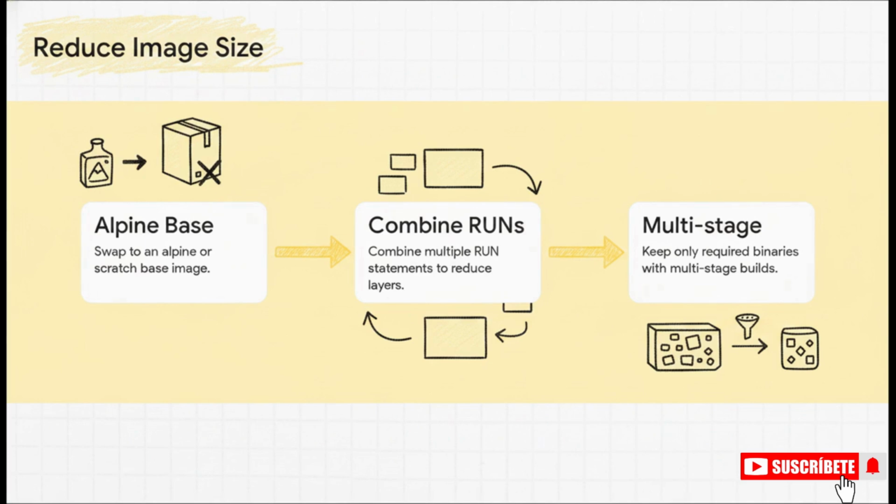Next, combine your multiple RUN statements to drastically reduce your image layers. And finally, utilize multi-stage builds. Doing this will immediately trim gigabytes, literally gigabytes of fat off your image sizes by only keeping the required compiled binaries in your final production output.